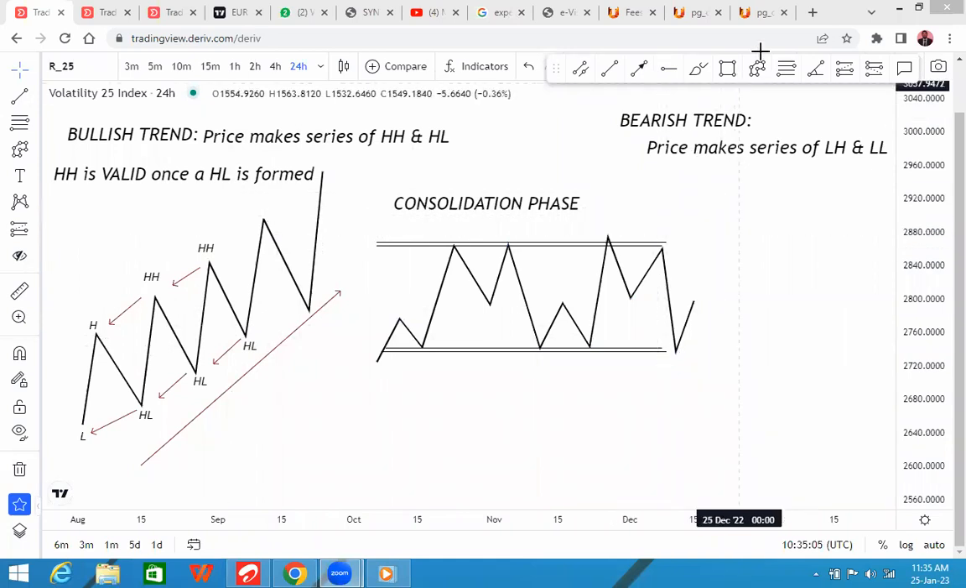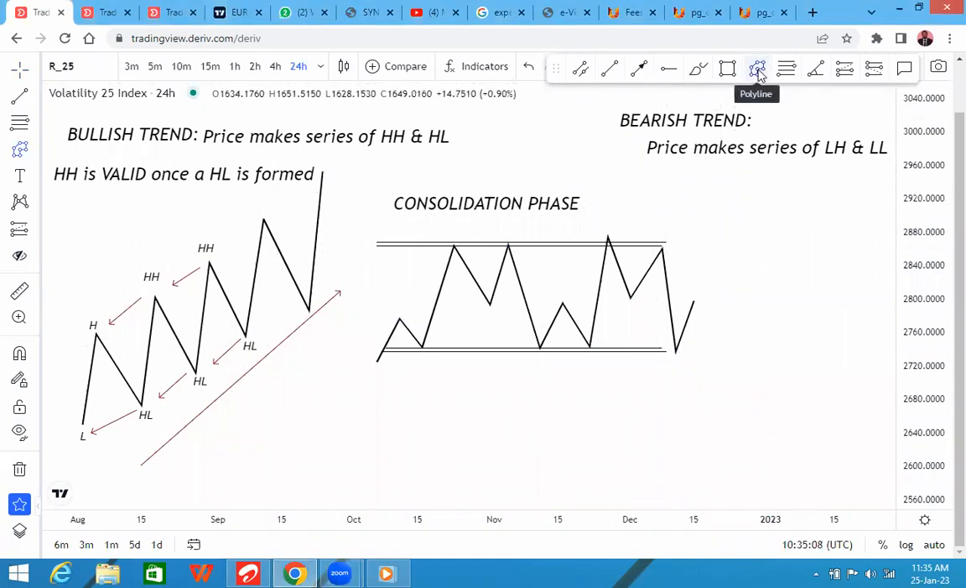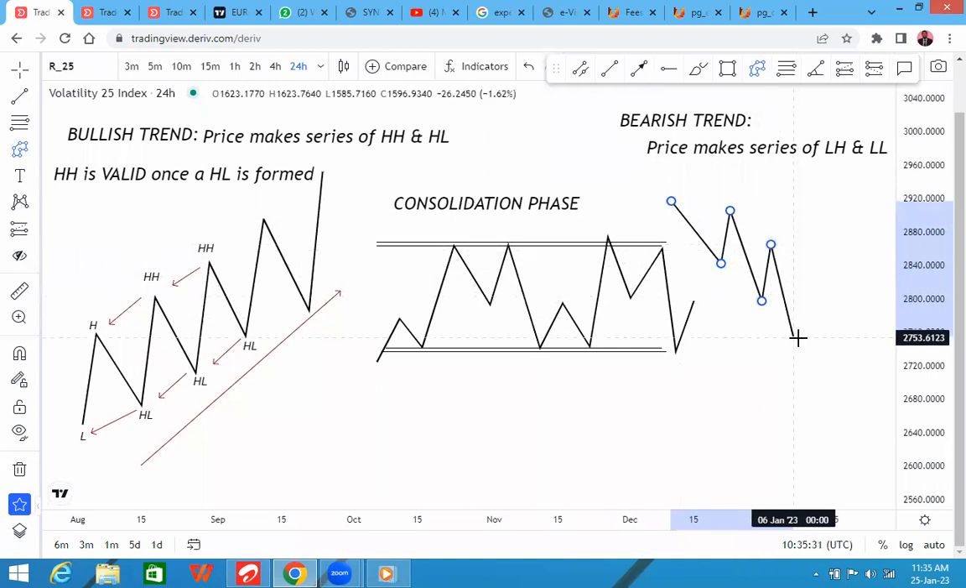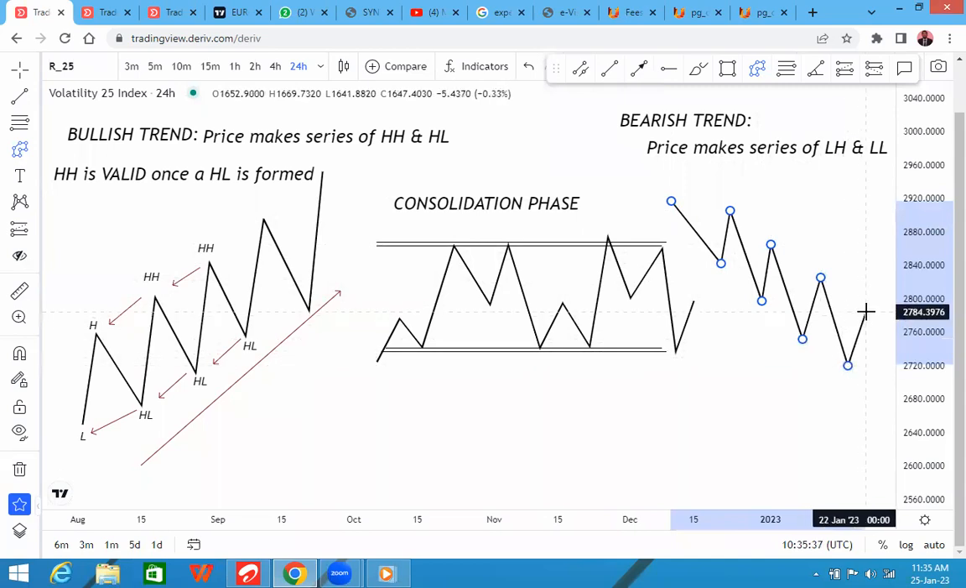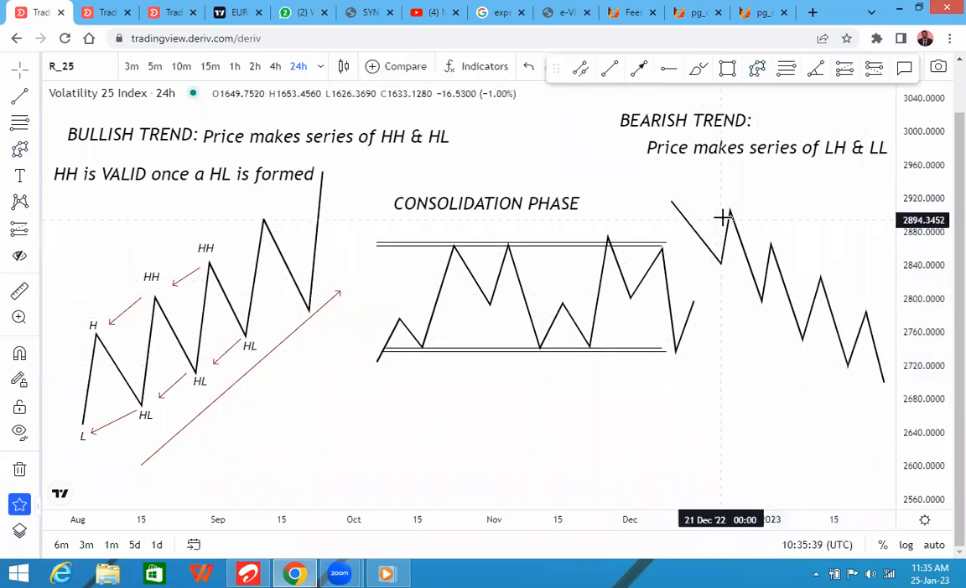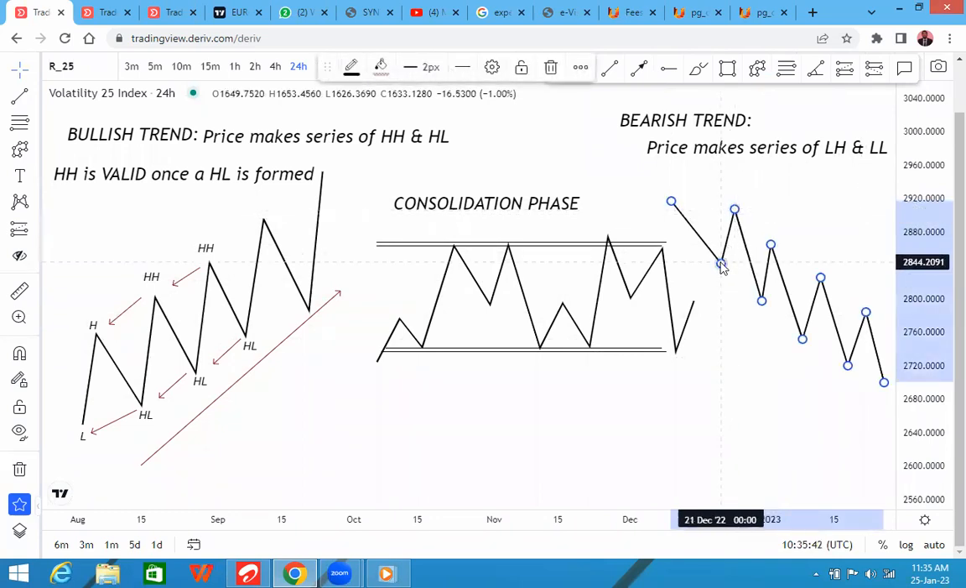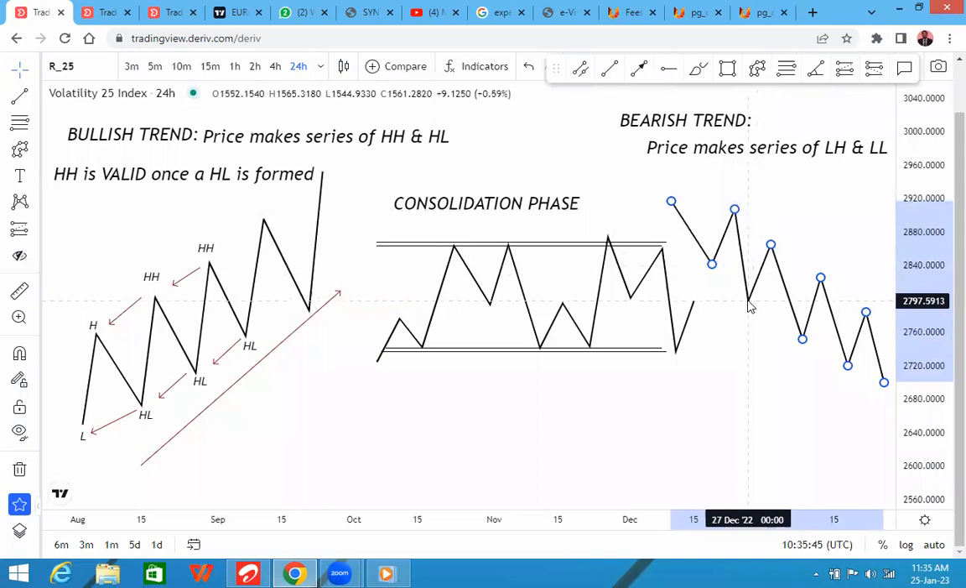So the next thing, I want to give you an example. This will definitely not be picture perfect, but if you follow it, we're going to be able to identify the same thing on the chart. So price is giving you a formation like this. It creates a high, gives us a low, gives us a lower high, and price goes to give us a lower low. Then a lower high, and price gives us a lower low again.